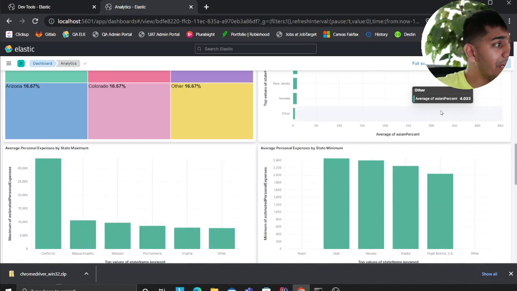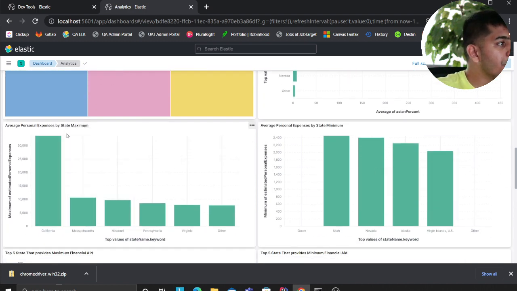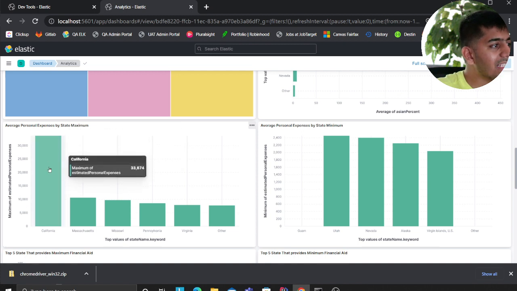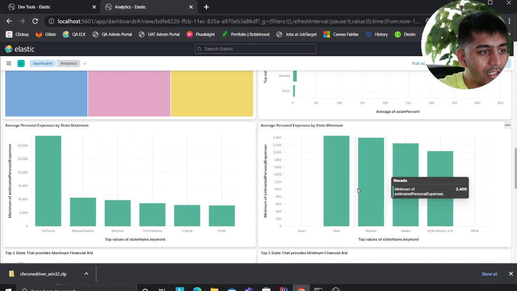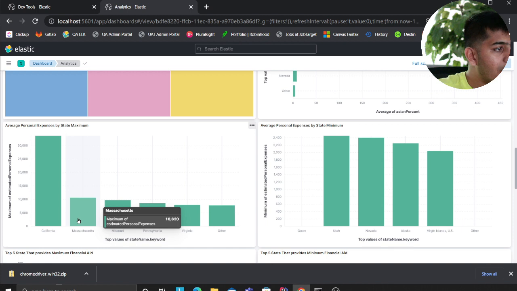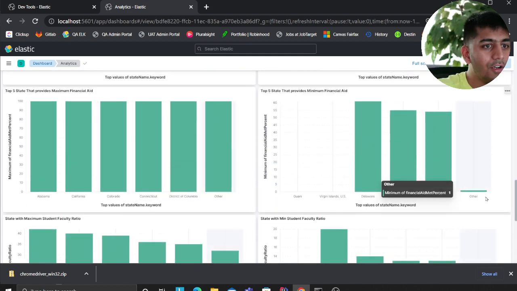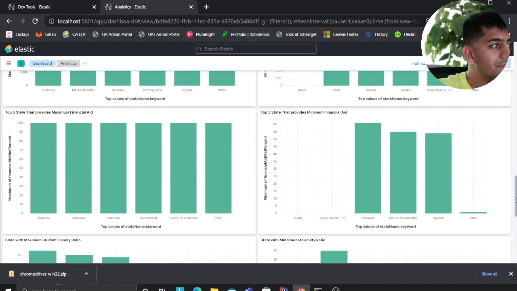Amazing numbers, right? Okay, let's take a look at more. Average personal expenses by state. The maximum personal expenses are in California, where it would cost you $33,000. The minimum, if you're looking, is Nevada and Utah, which are very cheap, about $2,000 in average expenses. Boston is about $10,000 in average personal expenses by state. Amazing insights, right? Okay, hang on, I'm going to provide you more.